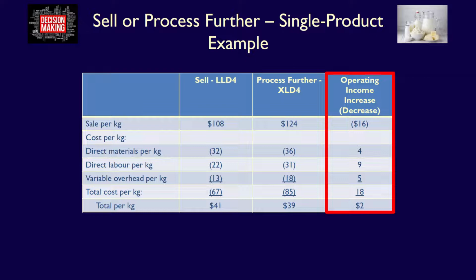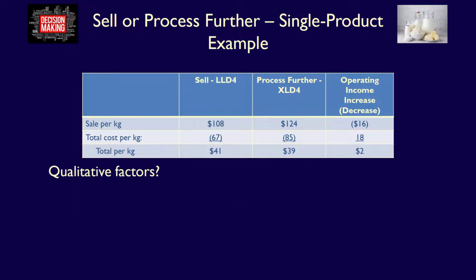This is because the incremental costs of processing further, at $18 per kilogram, are higher than the incremental revenues of processing further, at $16 per kilogram. It's clear that, given the quantitative analysis we just completed, the company should continue to sell LLD4 as is and not process it further into XLD4. If they do process it further, they'll lose $2 per kilogram and reduce their operating income.